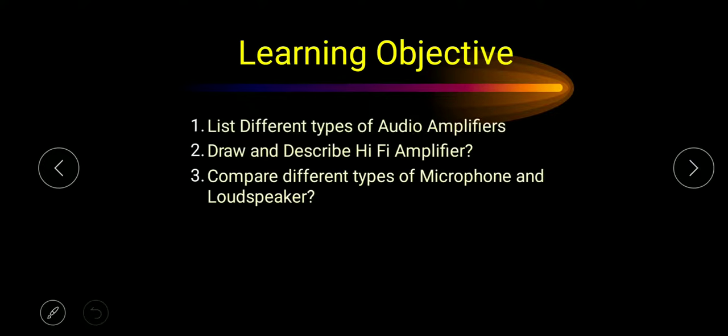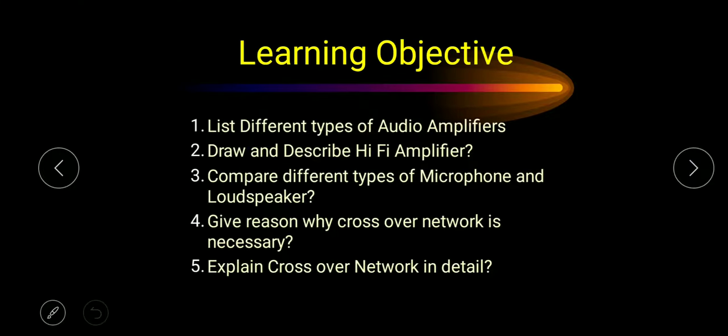Everything starts with a certain learning objective. So here also, with our session, there are some learning objectives. The students or learners will be able to list different types of audio amplifiers. They are able to draw and describe a hi-fi amplifier, compare different types of microphones and loudspeakers, give reasons why a crossover network is necessary, and also explain the crossover network in detail.